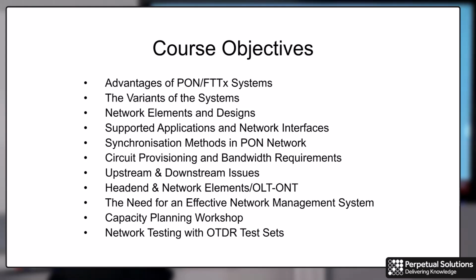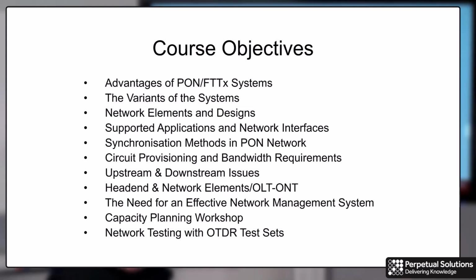Have a look at the upstream and the downstream issues of an asymmetrical system and a symmetrical system, both GPON and XGS and XGPON. Have a look at head-end and network elements, so the optical line terminal and the optical network terminal. And then the need for an effective network management system that's going to manage all of your devices, particularly when we're looking at protection mechanisms.